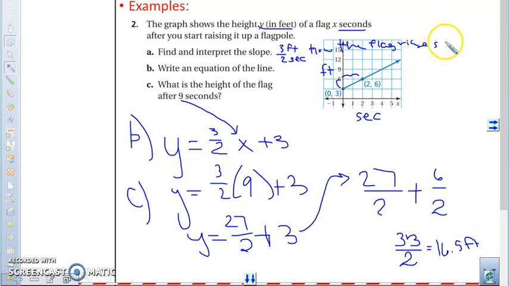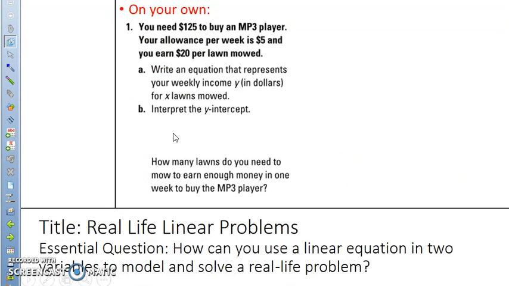So that would make sense. If we got to 9, it would be somewhere over here. That would make sense. Okay, great. Let's go ahead and start those on your own problems. There's only one today. When you're ready to check your answers, go ahead and hit that play button.